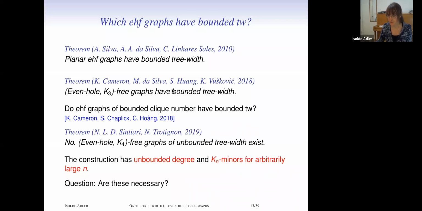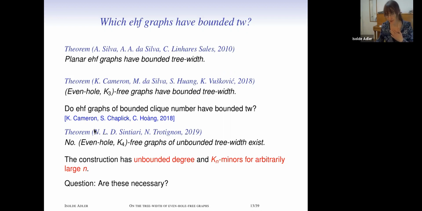A natural question to ask after this is, do even-hole-free graphs of bounded clique number have bounded tree width? Indeed it was asked in the Cameron, Chaplik, and Huang paper. So, bounded clique number, meaning a bound on the maximum size of the cliques that occur. It turns out this is not the case. There's a construction by Sintiari and Trotignon where they show a class of even-hole-free K4-free graphs that has unbounded tree width. So K3 cannot be replaced by K4.